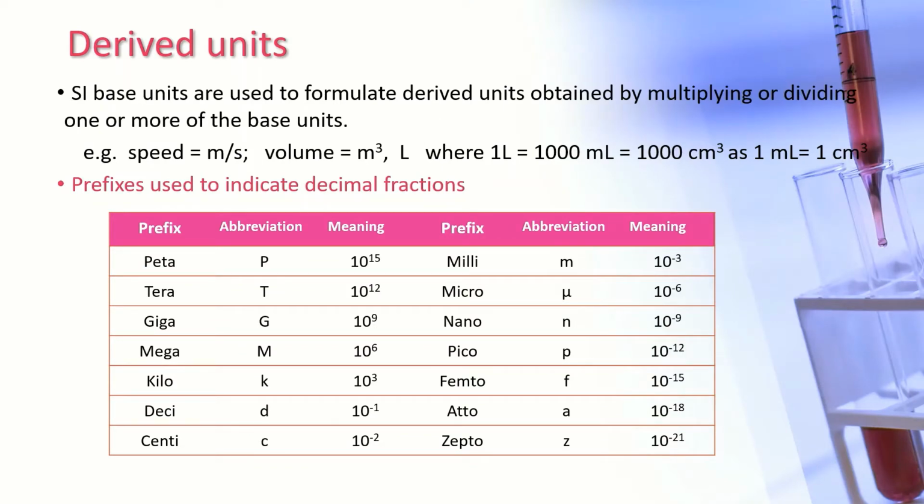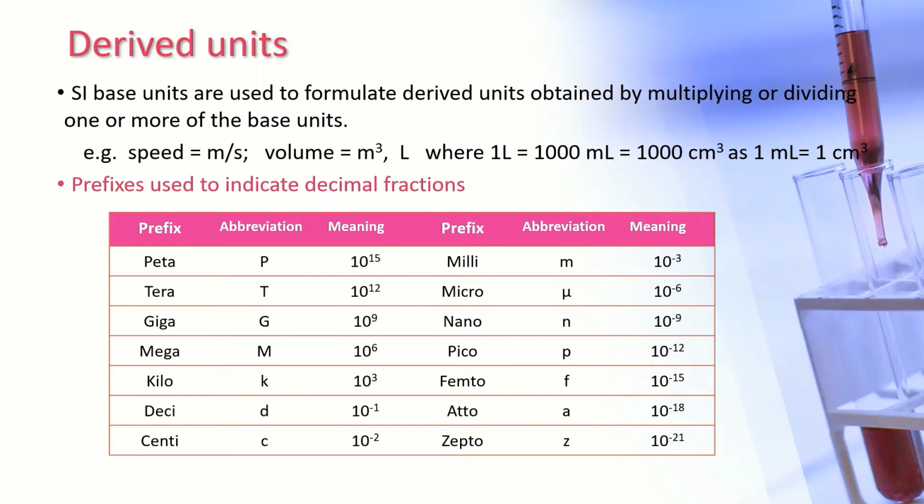SI base units are used to formulate derived units obtained by multiplying or dividing one or more of the base units. Speed, for example, has a unit of meter per second. Volume has a unit of meter cubed or liter, wherein 1 liter is equal to 1000 ml, or also equal to 1000 cm cubed, as 1 ml is also equal to 1 cm cubed.